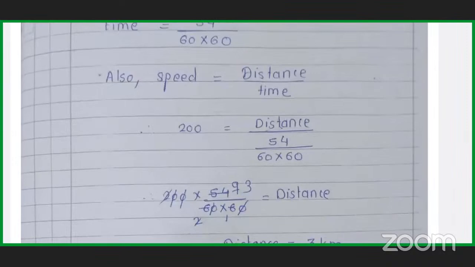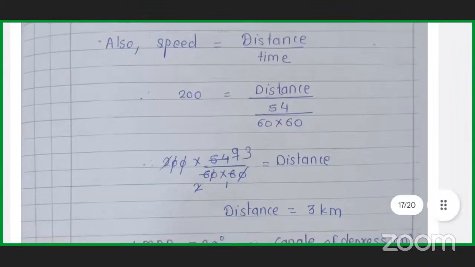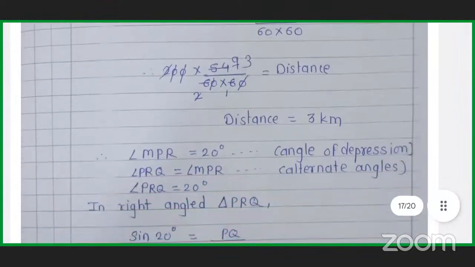It becomes distance. So that 20 gets cancelled, 20. Then 6 ones are 6, 6 nines are 54. Again 3 ones are 3, 3 twos are 6. And here 3 threes are 9. Again that 2 gets cancelled. So here we'll get the distance covered by the plane, 3 kilometers. That will be the PR distance here.